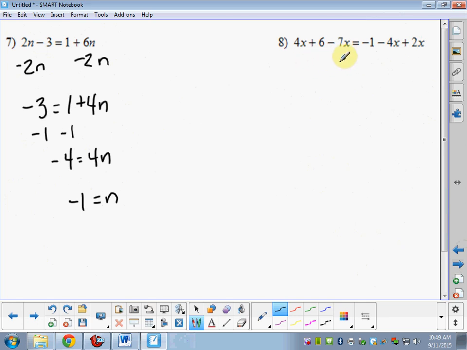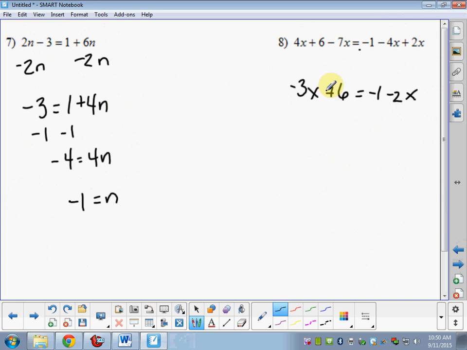Moving on to number 8. We have a few things going on here. We have variables on different sides of the equation. In addition, we have the same variable on the same side, so we have to combine like terms. So I have a 4x and a negative 7x. Those will combine to be a negative 3x, and the plus 6 comes along for the ride. Over here I have a negative 1 that's going to come down for the ride because I have no like terms to combine it with. And then negative 4x and 2x will combine to negative 2x.